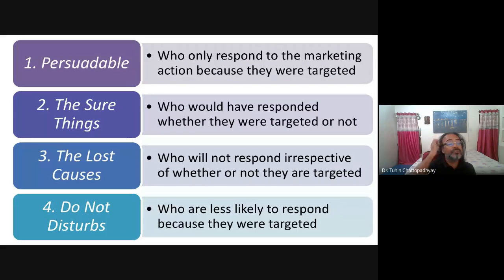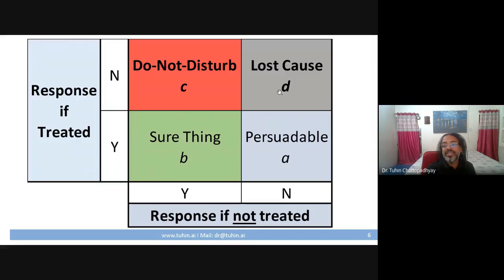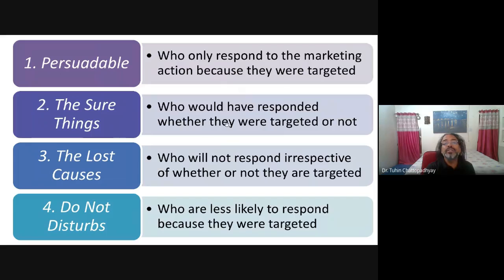A quick description of these four terms. Persuadables only respond to the marketing action because they were targeted. These folks are of special interest to you because they will only purchase if they get the discount. The sure things would have responded whether they were targeted or not, whether they get a discount or not; they will purchase in any case. The lost causes will not respond irrespective of whether or not they are targeted.